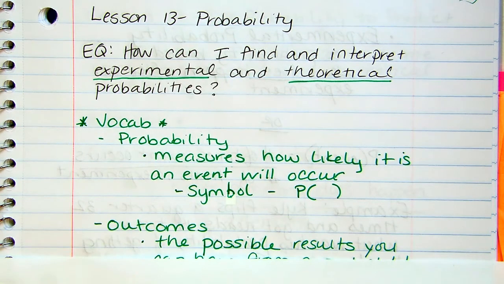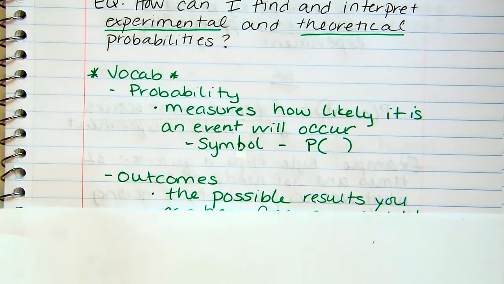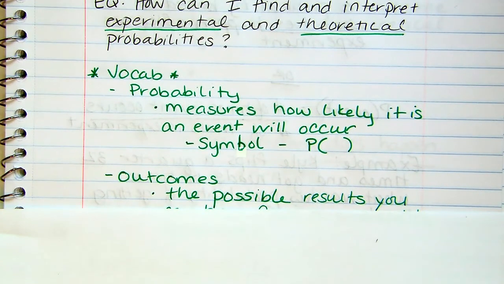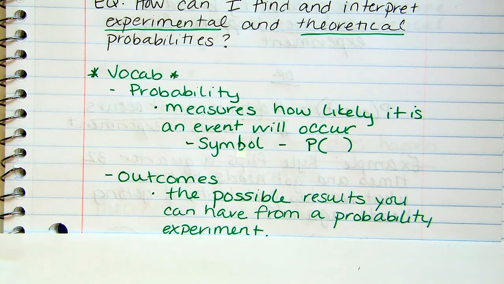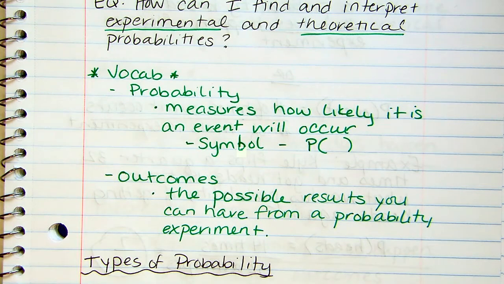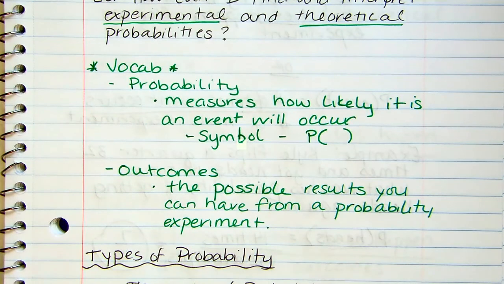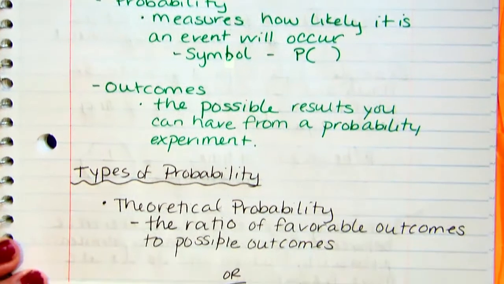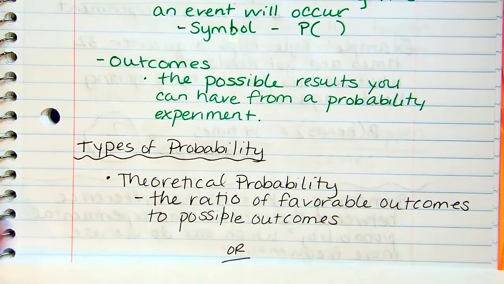Now, another piece of probability that we have is outcomes. The outcomes are the possible results you can have from a probability experiment. So today, we are going to have both experimental outcomes and theoretical outcomes. Okay. Now, like I said above, when we talk about probability, there are 2 different types. The first one is theoretical probability.